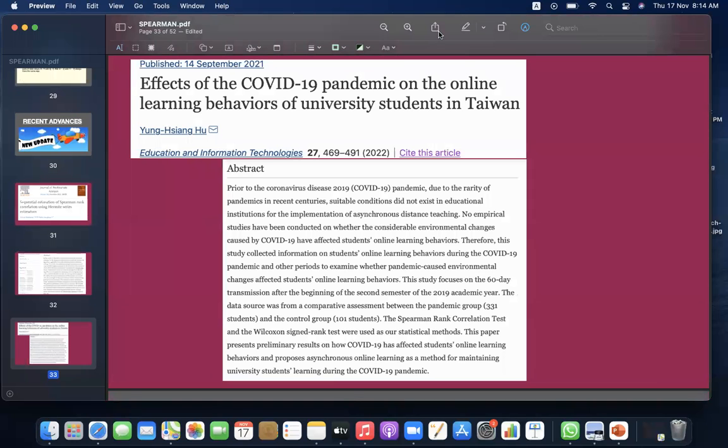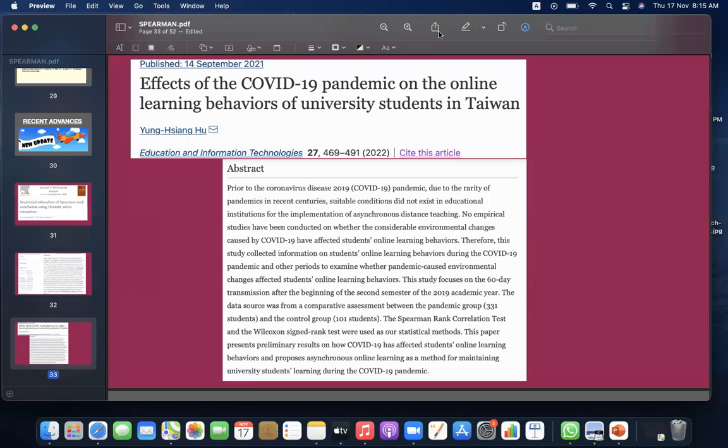Effects of COVID-19 pandemic on the online learning behavior of university students in Taiwan. Abstract. Prior to the coronavirus disease 2019 COVID-19 pandemic, due to the rarity of pandemics in recent centuries, suitable conditions did not exist in educational institutions for the implementation of asynchronous distance teaching. No empirical studies have been conducted on whether the considerable environment changes caused by COVID-19 have affected students' online learning behaviors. Therefore, this study collected information on students' online learning behavior during the COVID-19 pandemic and other periods to examine whether pandemic-caused environmental changes affected students' online learning behaviors.